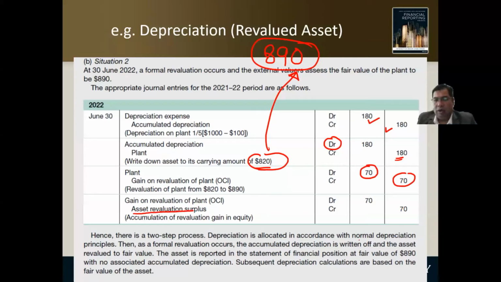Depreciation is allocated in accordance with normal depreciation principle. Therefore, when a formal revaluation occurs, the accumulated depreciation is written off and the asset revalued. The statement of financial position shows fair value of 890, with no associated accumulated depreciation. Subsequent depreciation calculations are based on the fair value of this asset. Our depreciable amount is 1,000 minus 100, so 900 divided by 5.